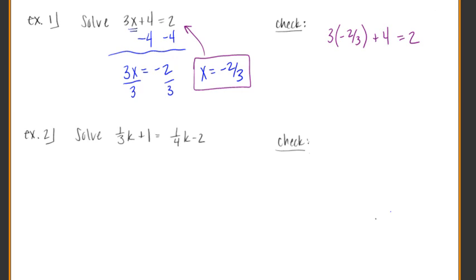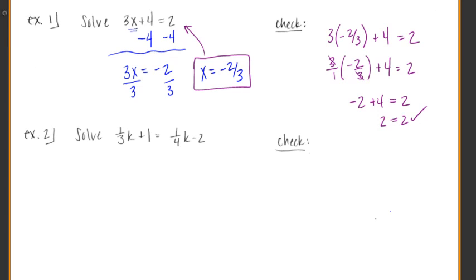Well, 3 times negative 2/3, remember this is just like saying 3 over 1 times negative 2 over 3. Okay? So the 3's would cancel out, or if you wanted to, you can multiply across the top and get negative 6, but it's going to reduce, and you'll get negative 2 plus 4 equals 2. Well, negative 2 plus 4 is 2, and 2 equals 2, so we can definitely check off with that.